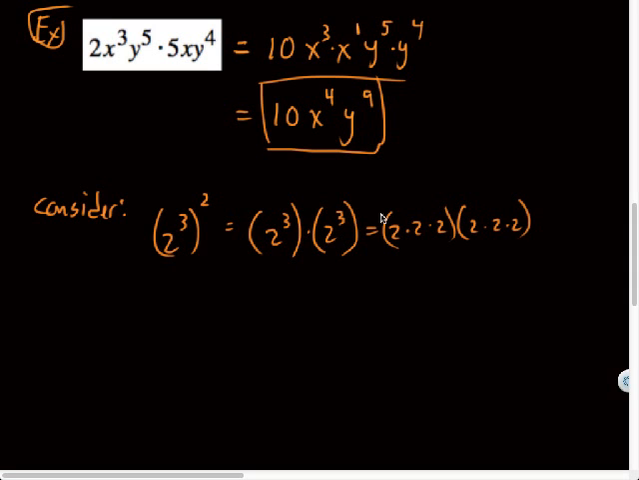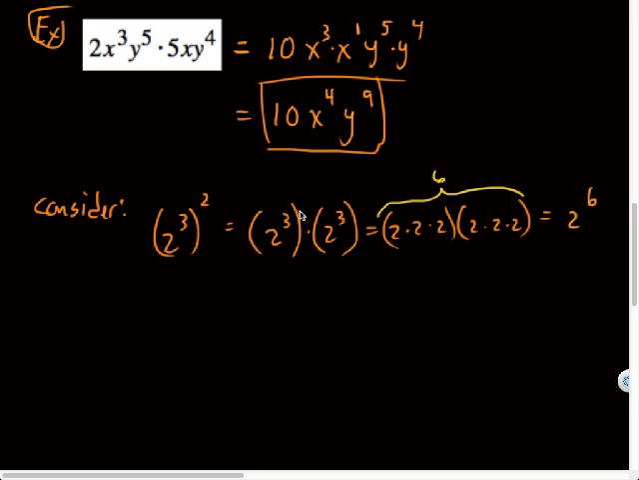But how many 2's are there all together here? There are 6 of them, right? So this is equal to 2 to the 6th. Okay, so when you have an exponent outside of parentheses, you're going to multiply it by the exponent inside of it. Ooh, I like it. I like it a lot.